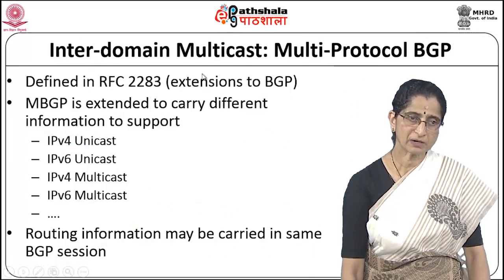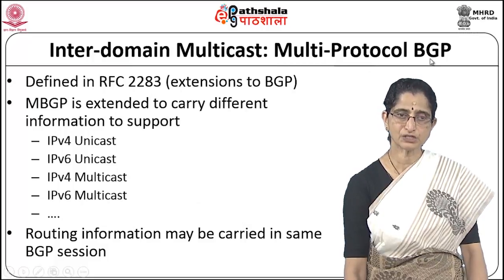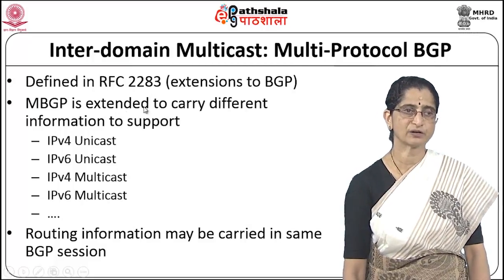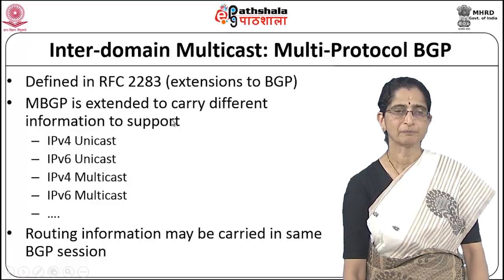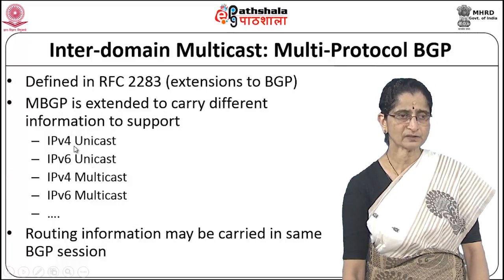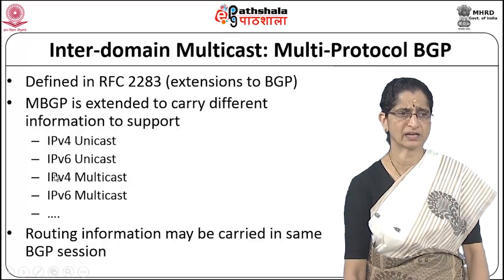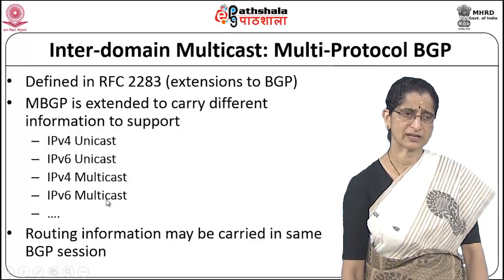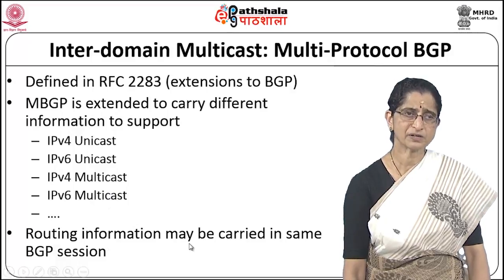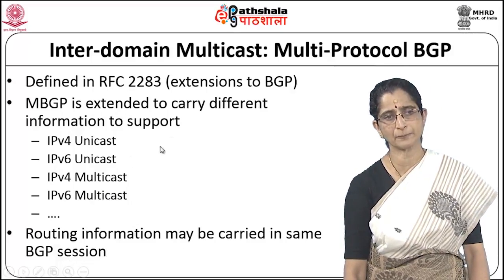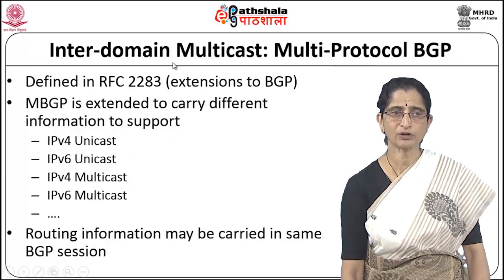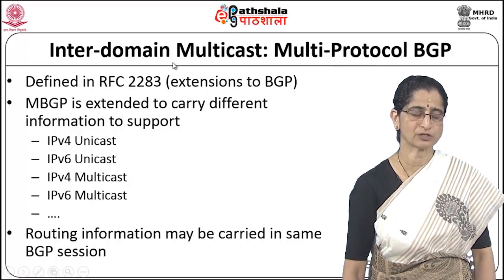For inter-domain multicast, we also have support from the BGP protocol, which has been extended to support multicast, called the MBGP protocol, multicast BGP. You have support for IPv4 unicast, multicast, IPv6 unicast, multicast and so on. Routing information in this case is carried in the same BGP sessions. So this is what is done for support of multicast in the other protocols that are available as well.